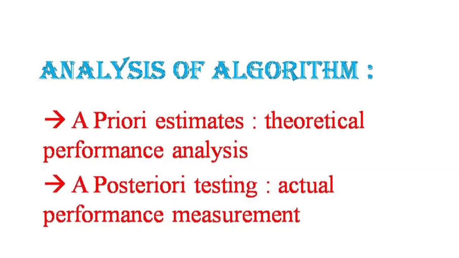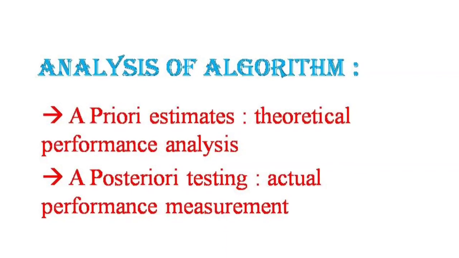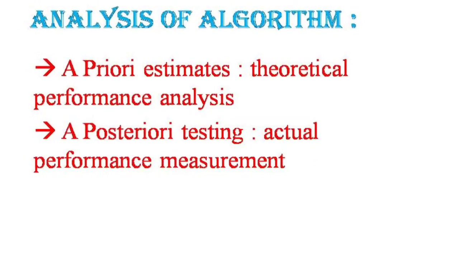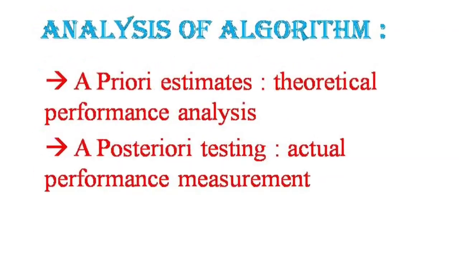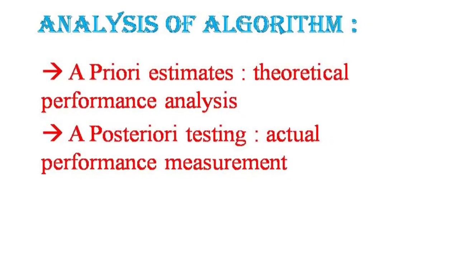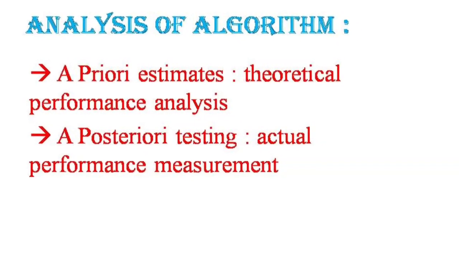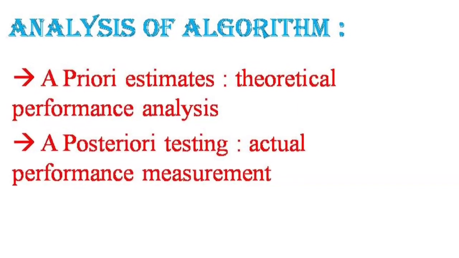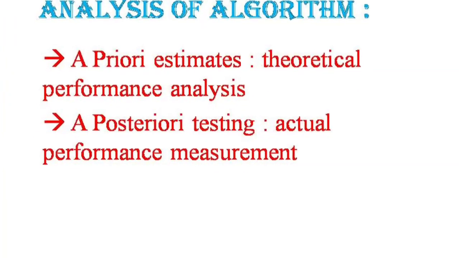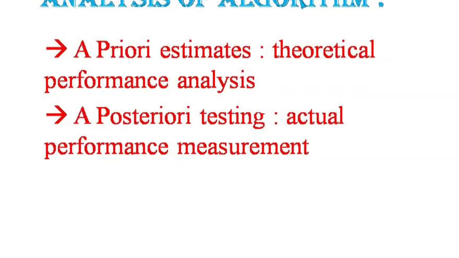Analysis of an algorithm usually deals with the running and execution time of various operations involved. Analysis of algorithm can be divided into two phases. A priori estimate, which is the theoretical performance analysis. Second one is the posteriori testing, actual performance analysis.